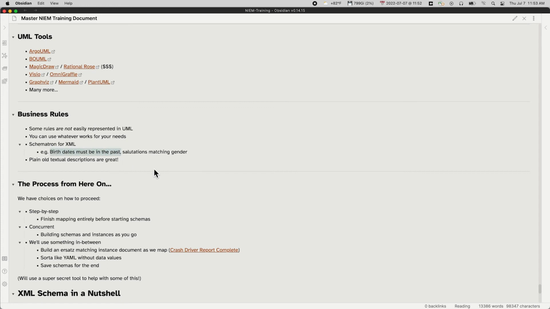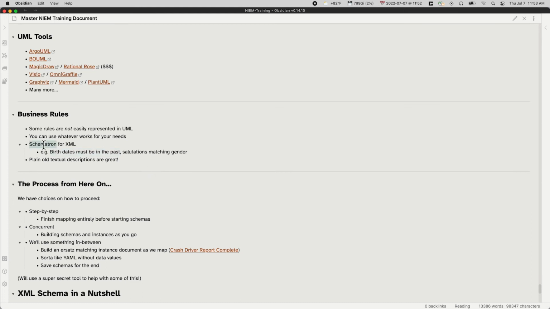Or if there's a birth date and a death date, the death date has to be after the birth date. Or maybe you want to check that a salutation for a person matches their sex. And these are all things that you can't really represent in UML, but there are other tools to let you do those sort of things.